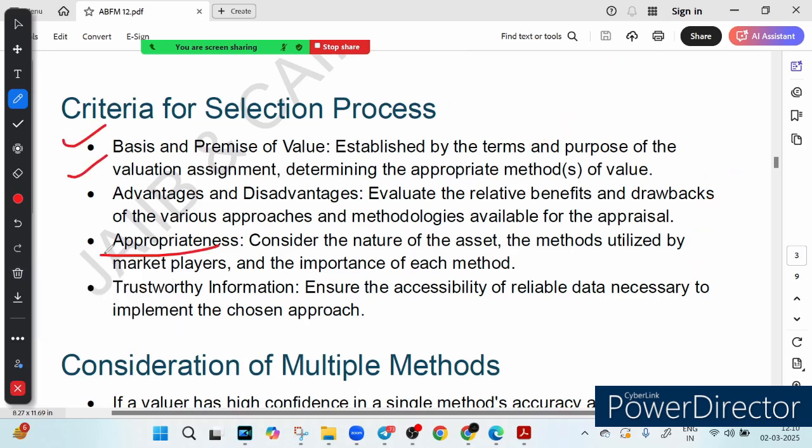The third key point is appropriateness, which means choosing the right method. Selecting a valuation method depends on the type of asset. You see the nature of the asset. This is the first point, which means: is it a business, property, or an investment? Obviously, you have to decide what kind of asset it is.